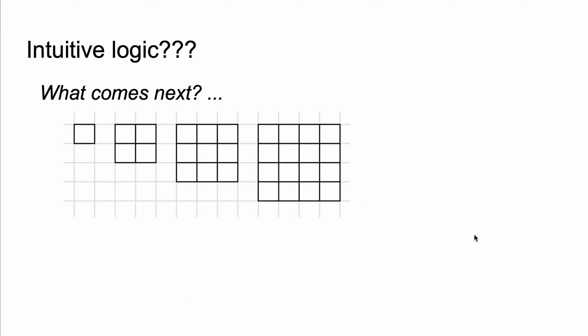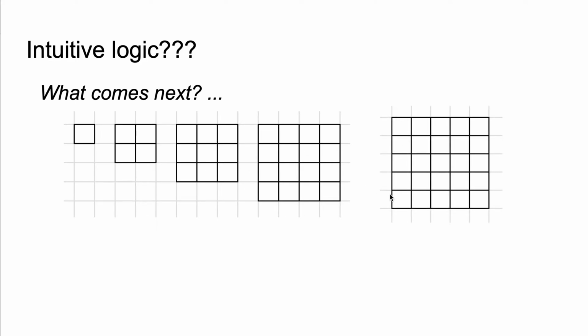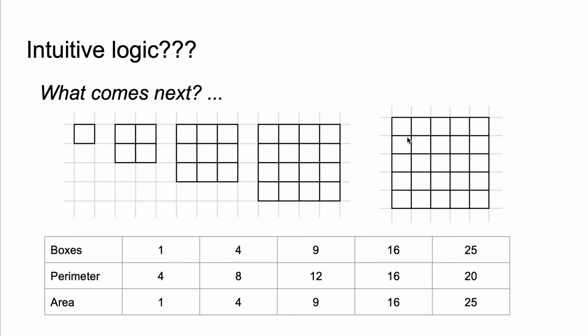What about here? What comes next? Well, you've got one box here, 4 boxes here, which is 2 by 2, here is 3 by 3, here is 4 by 4, so here it's going to be 5 by 5. We can think of that in terms of boxes, area, and perimeter. The number of boxes and the area goes up according to square numbers. The perimeter, we're adding 4 each time. There are interesting patterns here. You can see a logical pattern developing.